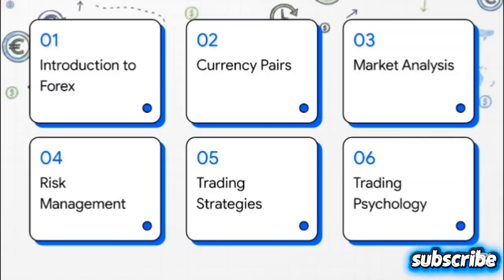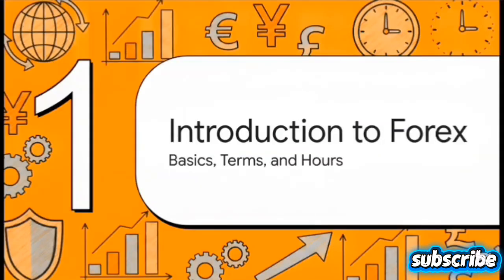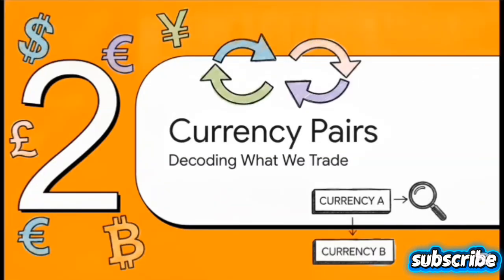Here's our roadmap for today. We're covering 6 fundamental pillars: introduction to Forex, currency pairs, market analysis, risk management, trading strategies, and finally, trading psychology. Let's jump right into step 1. Section 1, Introduction to Forex. We're looking at the basics, the terminology, and the trading hours. Moving on to Section 2, Currency Pairs. It's time to decode what it is we actually trade.